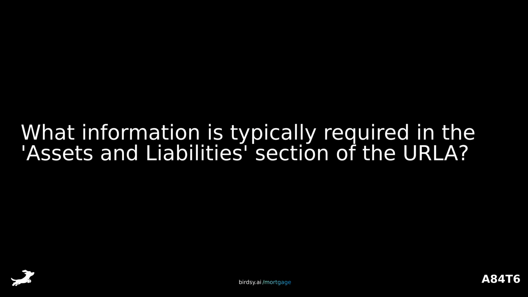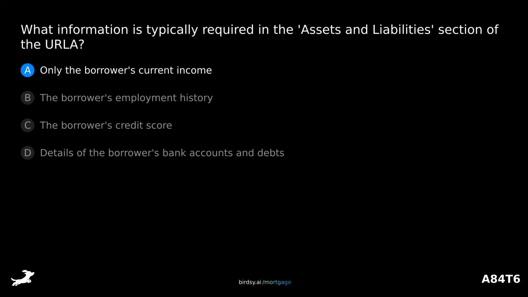What information is typically required in the Assets and Liabilities section of the URLA? Is it A, only the borrower's current income? B, the borrower's employment history? C, the borrower's credit score? Or D, details of the borrower's bank accounts and debts?